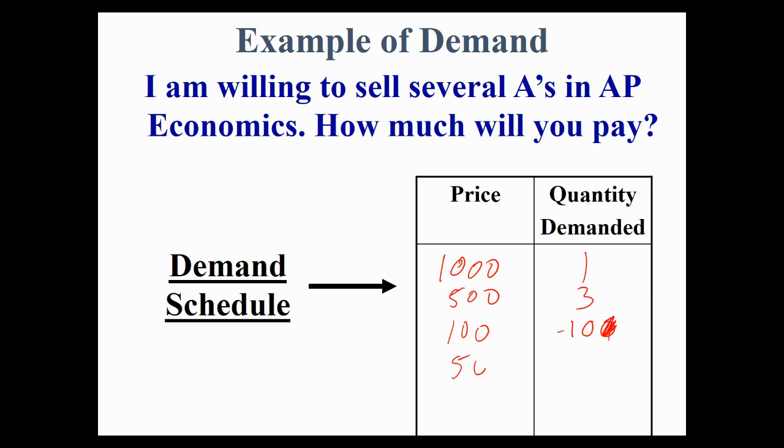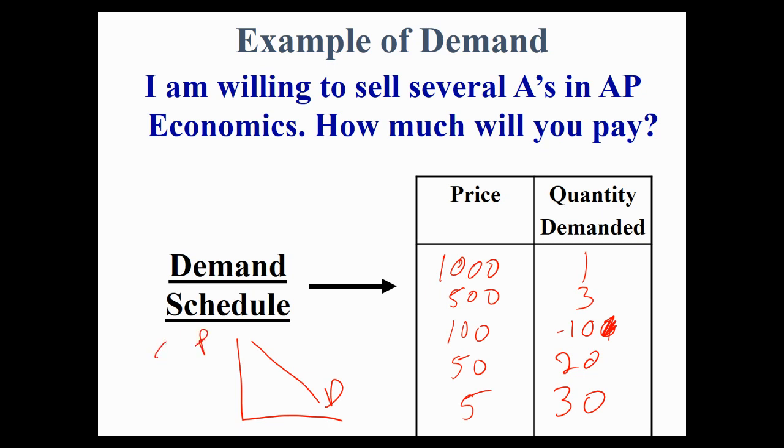If I went down to $50, then maybe 20 of you would be willing to buy it. If I said $5, then maybe all 30 of you in the class would be willing to buy it. So, given that we've created a demand schedule, once again, if we look at it, it's downward sloping to the right. This would be the demand schedule, and this is the demand curve that I made.